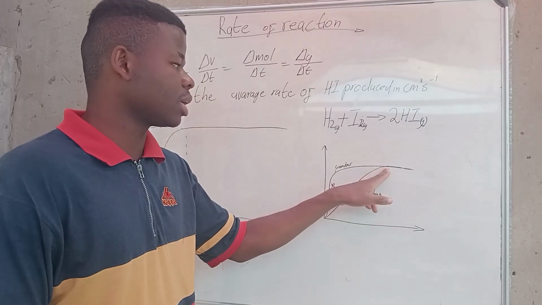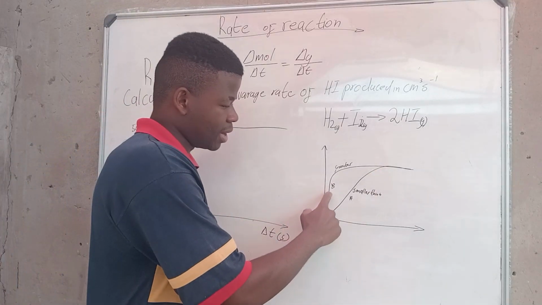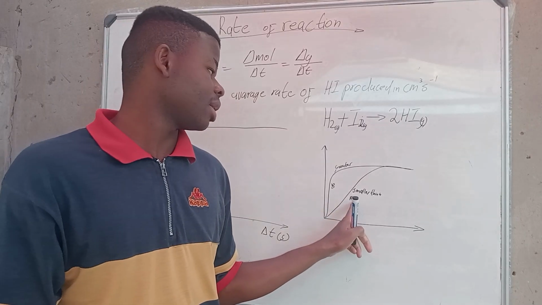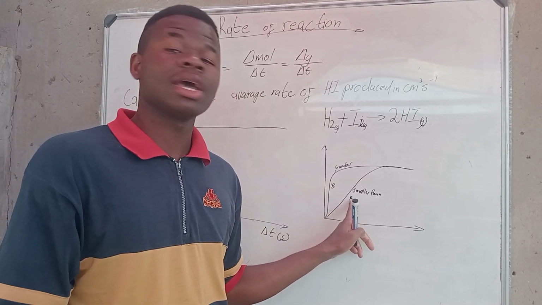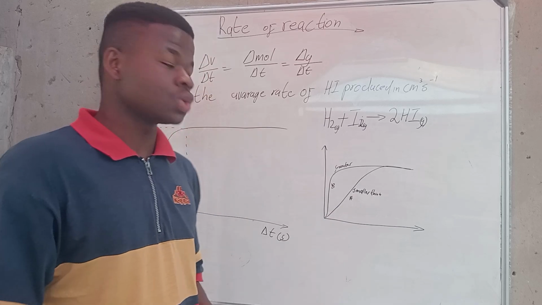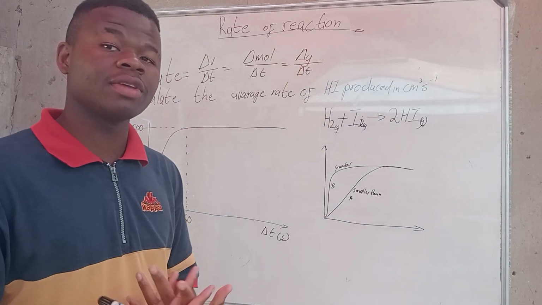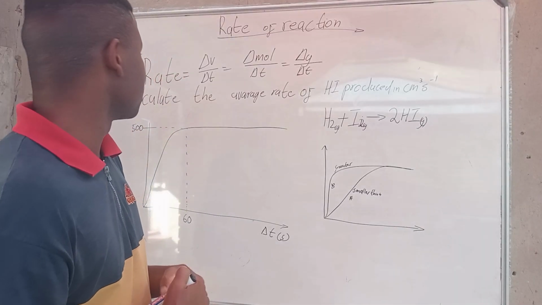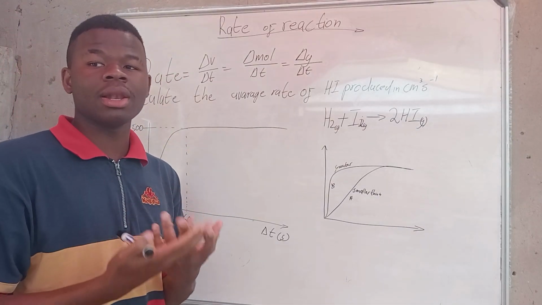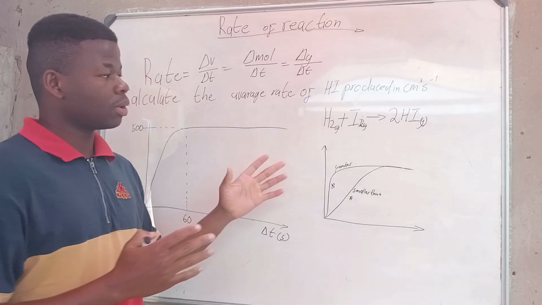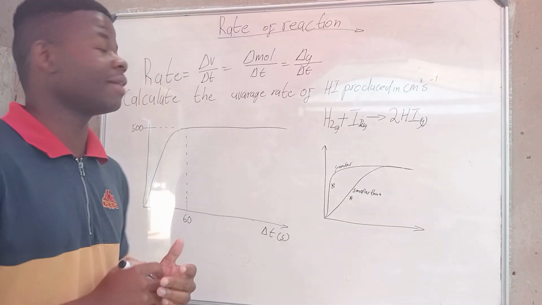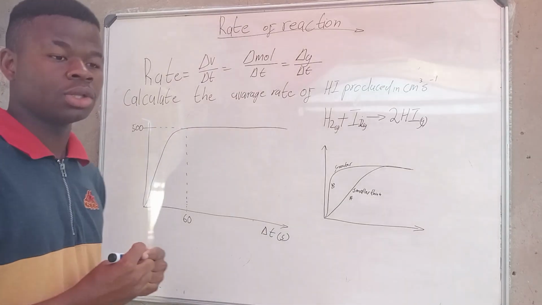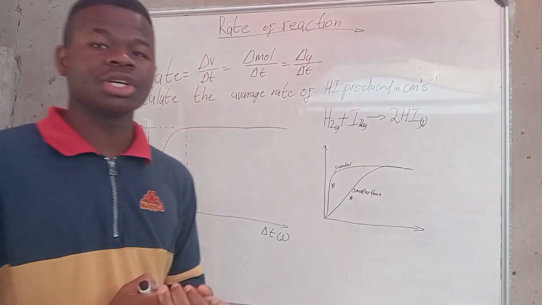Now you can see that reaction B reached completion faster than reaction A. That is one of the questions they are going to ask you during the exam. But before we dwell more on this, let's do this question so that you are able to answer the question well.